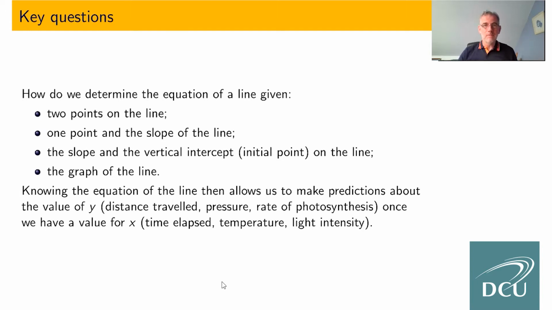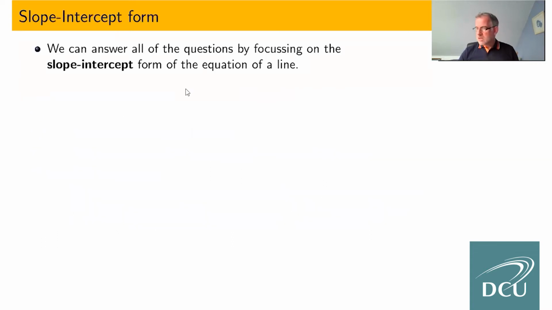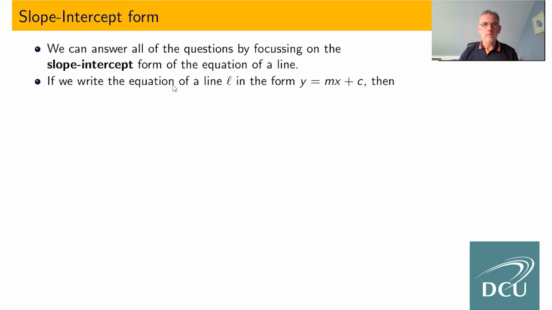light intensity. And on a larger scale, we can predict things like the movements of prices in financial markets, the weather and climate change, and how an infectious disease spreads around the world. We can make predictions using mathematical equations. So the slope-intercept form of the equation of a line is something I'm going to focus on now for the next couple of minutes. All of those questions that I've just mentioned, we can answer them by focusing on the slope-intercept form of the equation.